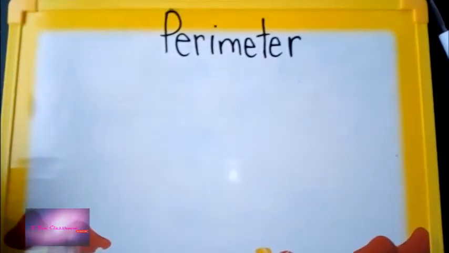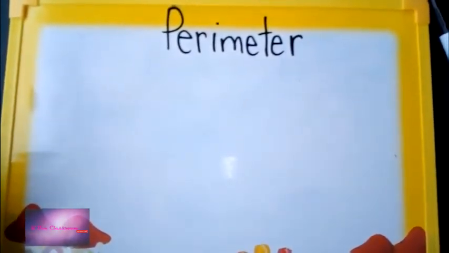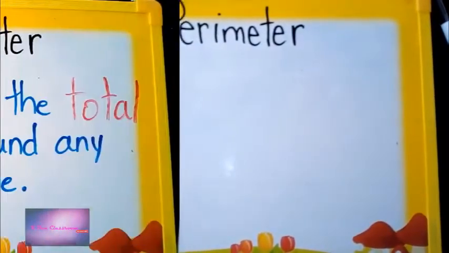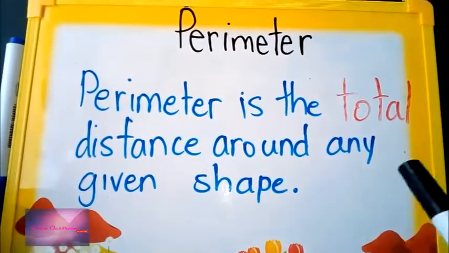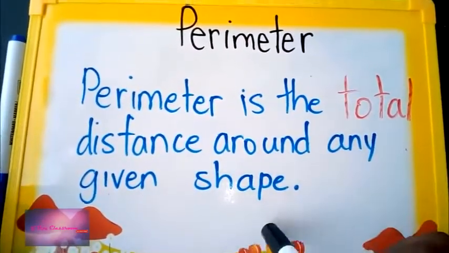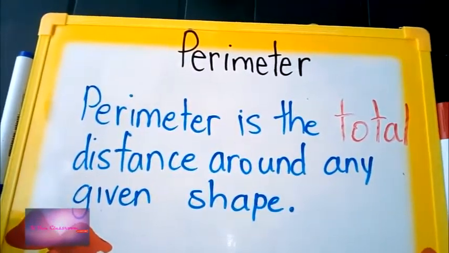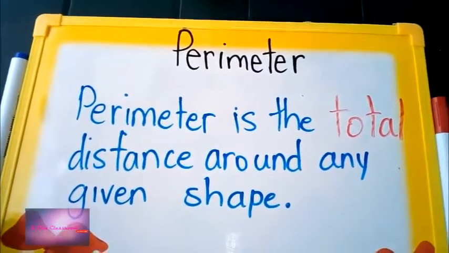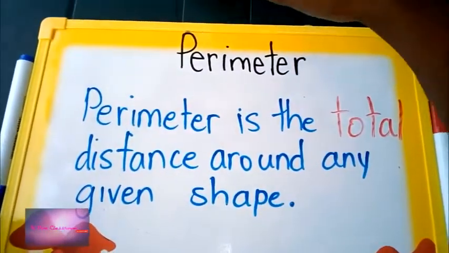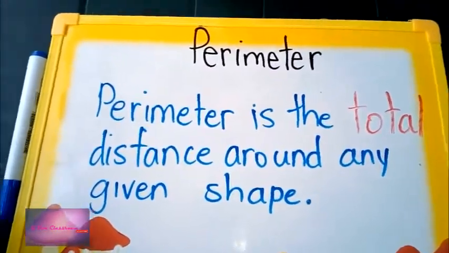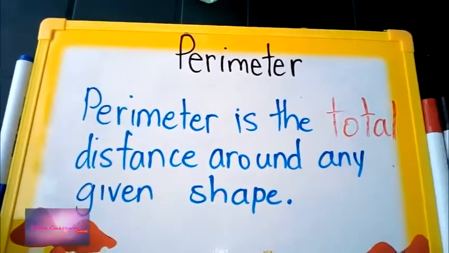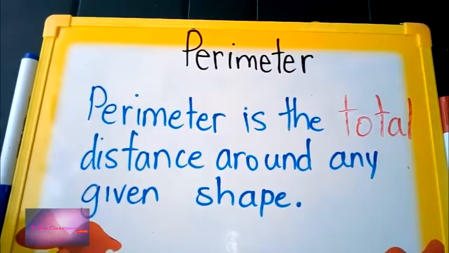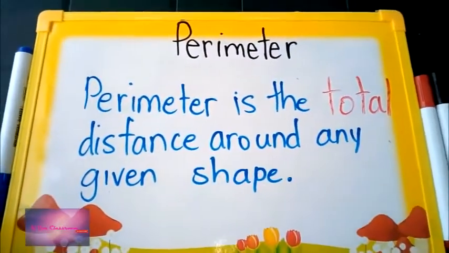In today's lesson, we will be looking at perimeter. What is perimeter? Perimeter is the total distance around any given shape. What we must take note of is that the perimeter is found on the outside of the shape, whereas with the area, that is done on the inside. So the perimeter is any distance around the outside of a shape.